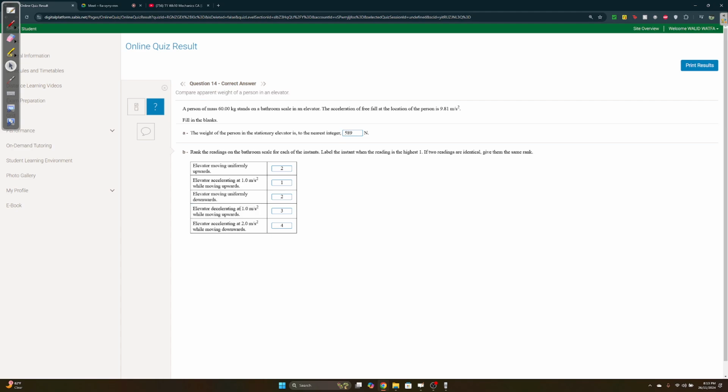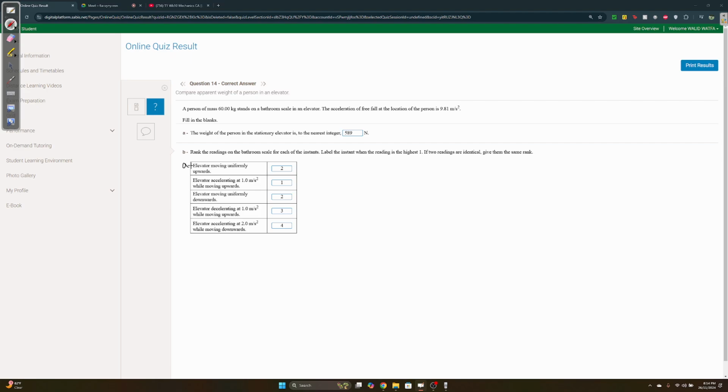Elevator decelerating at 1 meter per second squared while moving upwards. Okay, it's moving upwards, but it's decelerating. So it's not equal to accelerating at 1 meter per second squared, because that one is heavier. This is actually weaker. It's weaker than moving uniformly. And this one is weaker than that one because it depends on the acceleration.